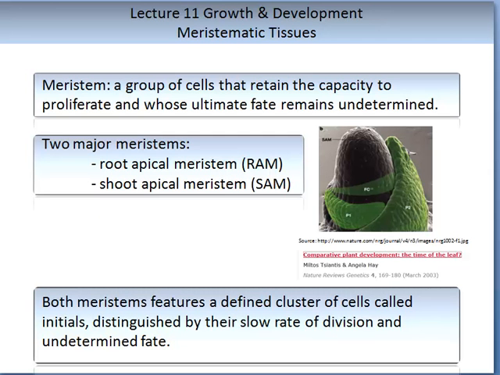The meristem is a term that we use often in this subject. It refers to a group of cells that retain the capacity to proliferate, but whose fate is undetermined. There are two major meristems, the root apical meristem and the shoot apical meristem. Both of these meristems have a defined cluster of cells called initials, and they are distinguished by their slow rate of division and undetermined fate.